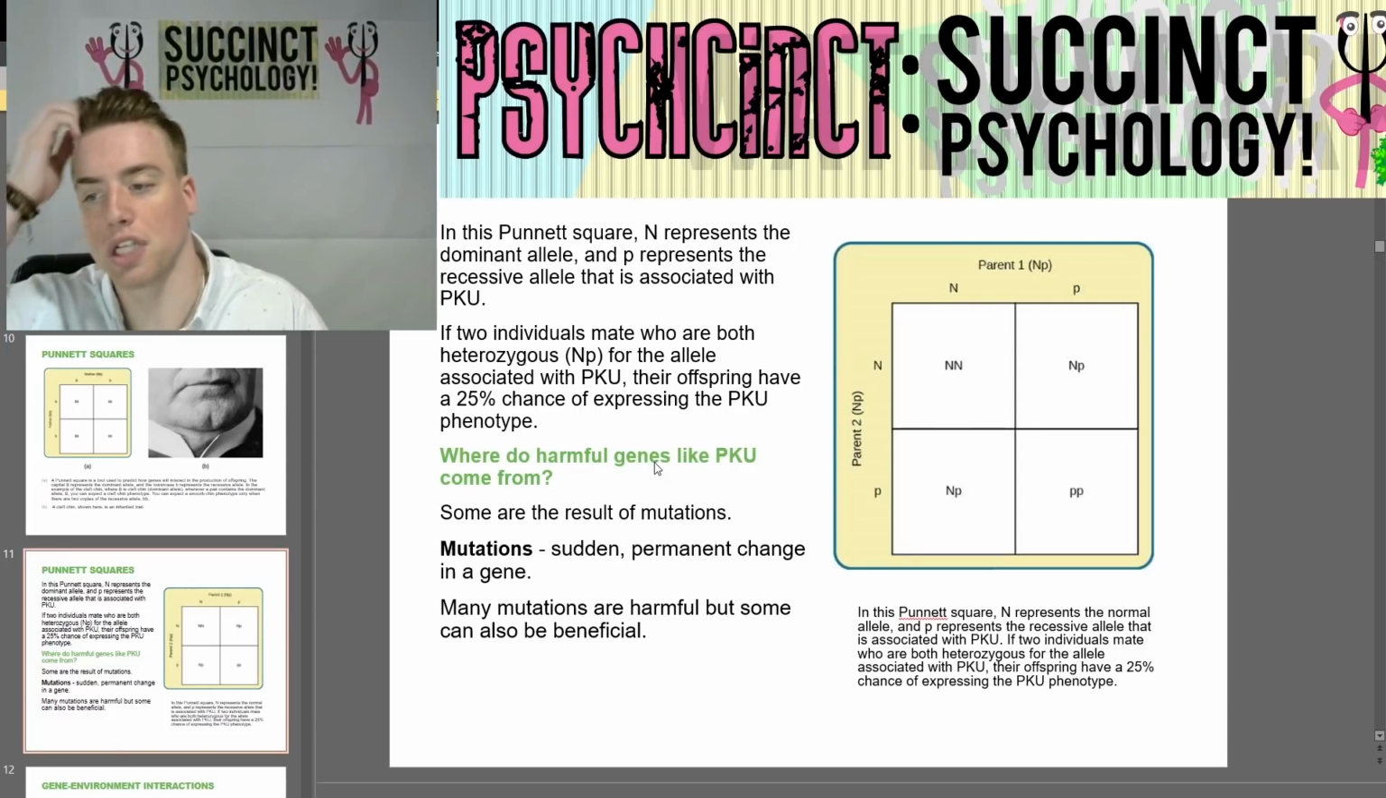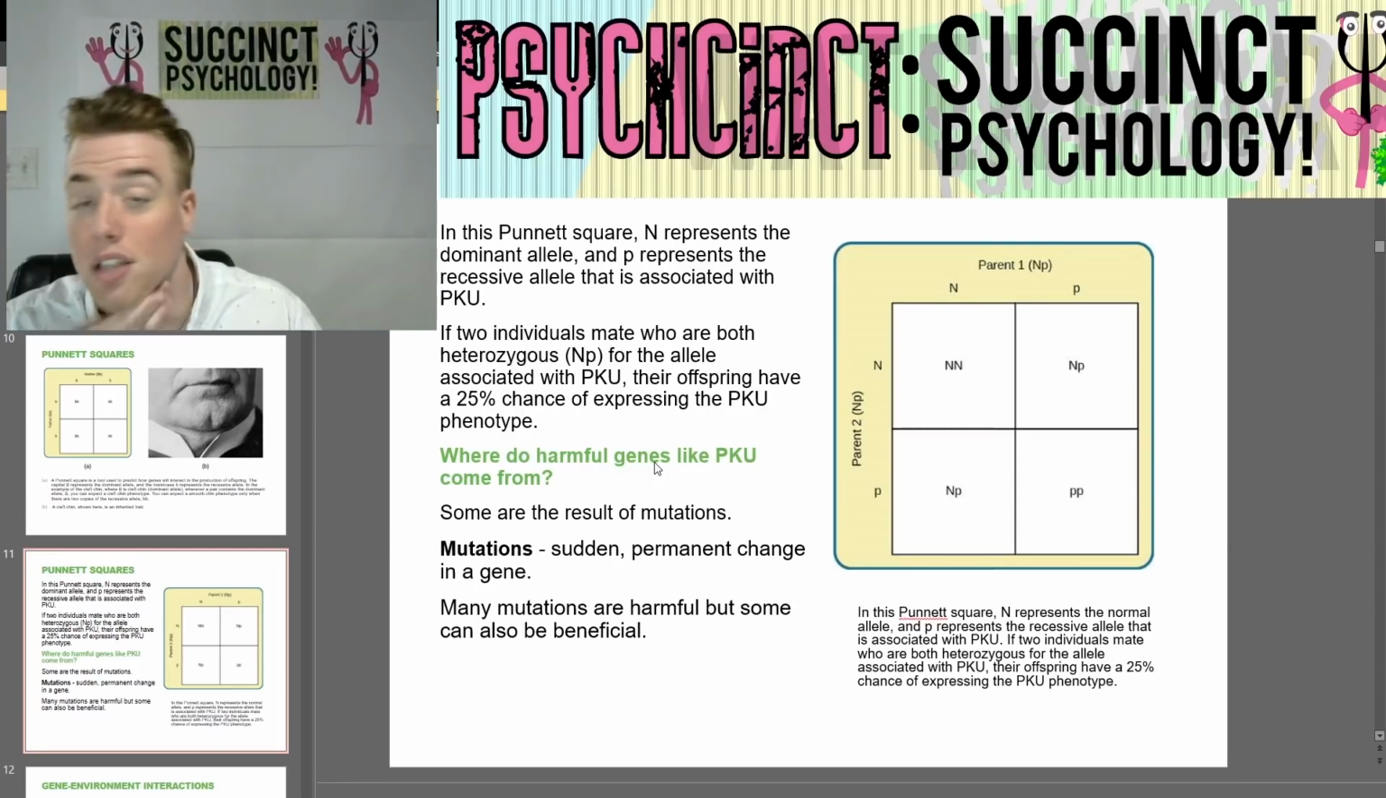So where do harmful genes like PKU come from? Some are the result of mutations, and a mutation is a sudden permanent change in a gene. Many mutations are harmful, but some can also be beneficial.